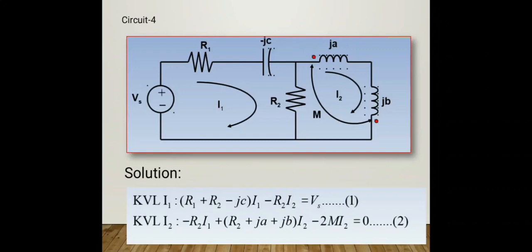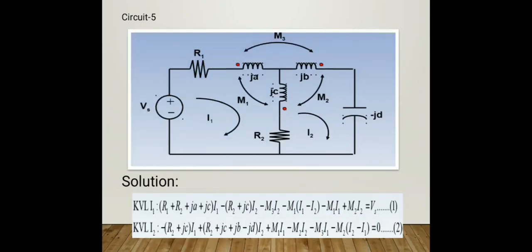Let me explain the next circuit. This is a little more tricky, a more interesting case. If the three inductors are there, the mutual inductance created in one inductor is due to two inductors. So we need to check two conditions for the mutual inductance in one inductor.